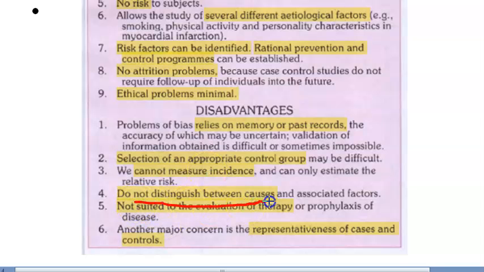Does not distinguish between causes and associated factors. See, you're just saying these are the things: smoking, alcohol, age, male, X-ray exposure. But you cannot distinguish what exactly the causes and the associated factors are. Not suited to the evaluation of therapy or prophylaxis of disease. You cannot treat. So therapy, yes, we are not looking at any treatment here.